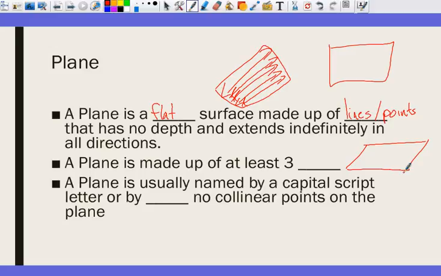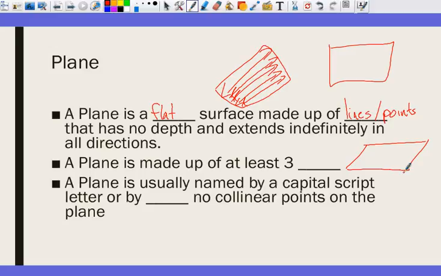A plane is made up of at least 3, what do you guys think? Raise your hand if you think it's a line. Raise your hand if you think it's a point. Raise your hand if you think it's both. Raise your hand if you didn't answer. Okay.